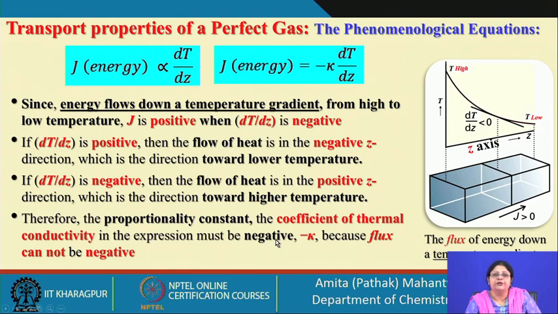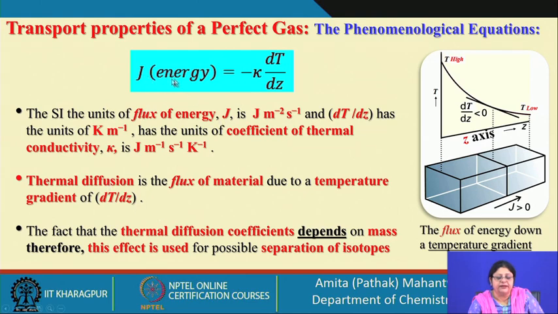Again, the coefficient itself is not negative. We put in the negative sign to balance the sign difference between J and the gradient. The proportionality constant, the thermal conductivity, is expressed as kappa, since flux cannot be negative. So we can rewrite this: the flux of energy J is equal to minus kappa into the first differential of temperature with the distance z along which we move. The SI unit of flux of energy J is the energy passing per unit area per second, so joules per meter squared per second.